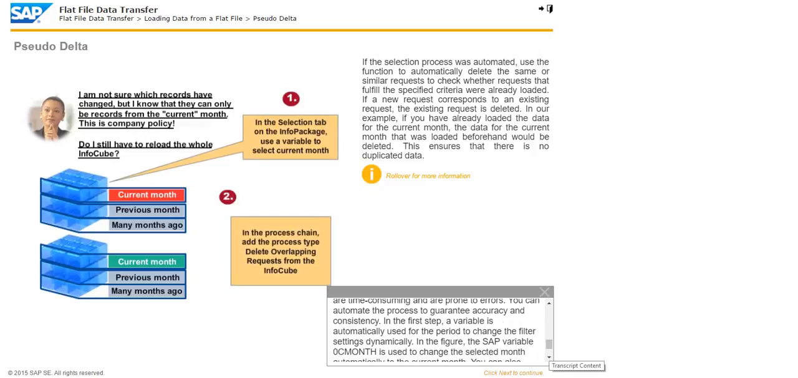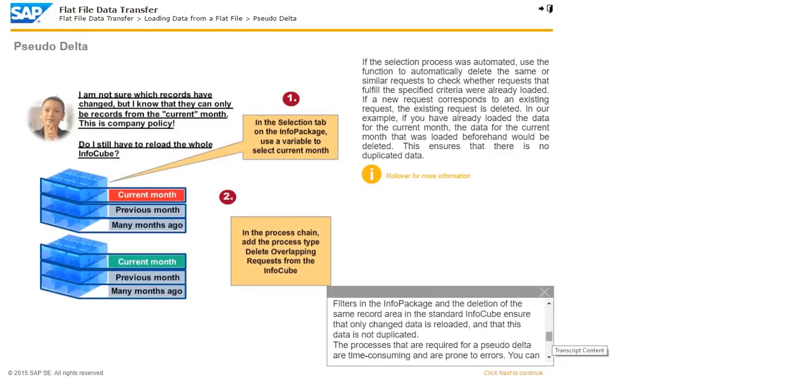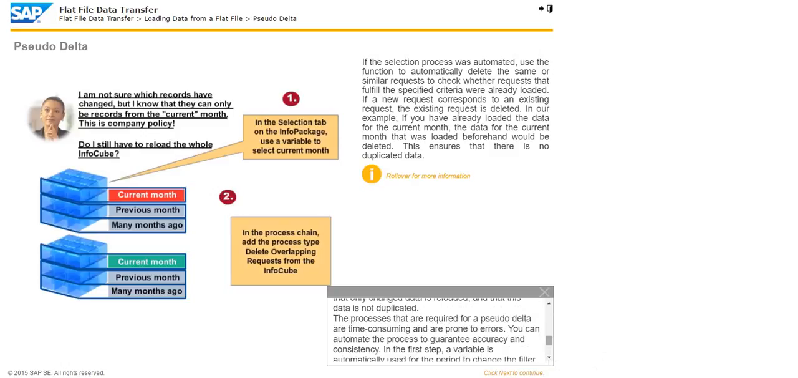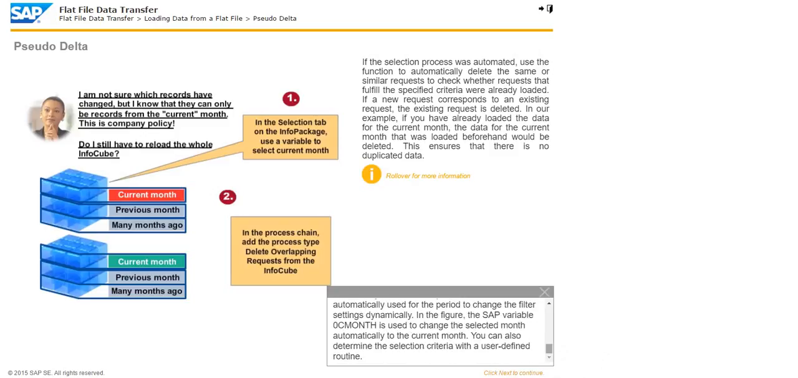The processes that are required for a pseudo-delta are time-consuming and are prone to errors. You can automate the process to guarantee accuracy and consistency. In the first step, a variable is automatically used for the period to change the filter settings dynamically. In the figure, the SAP variable 0CMONTH is used to change the selected month automatically to the current month. You can also determine the selection criteria with a user-defined routine.